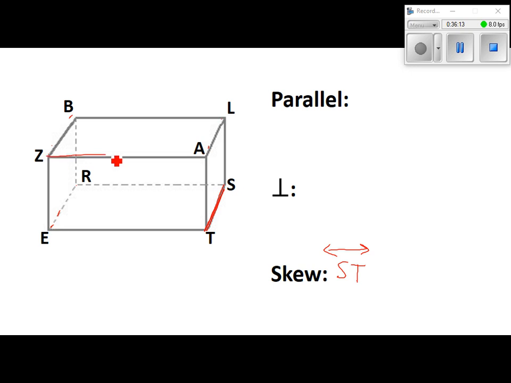So one that I see here is line AZ. Those two are never going to intersect, but they're not parallel to each other. And then ST is also skew to, if we look at this, we could say it's skew to line BR.